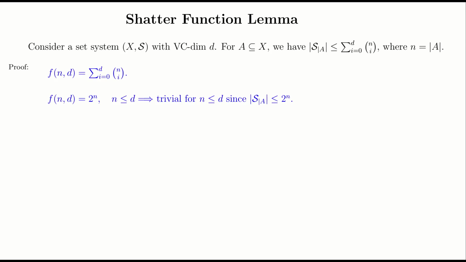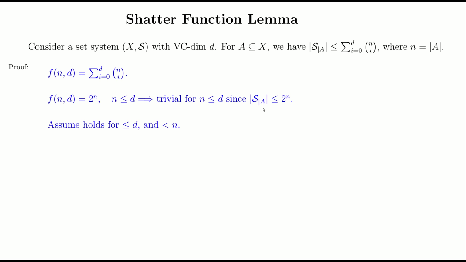One of the main lemmas here is the shatter function lemma, which says the following. Consider a set system with VC dimension d. For any subset A of the ground set X with n elements, the maximum size of the restricted set system is bounded by this formula. We prove this using induction. First, observe that if n is at most d, then this value is exactly equal to 2 to the n, which is the maximum size of a restricted set system, because a restricted set system could at most include all possible subsets of A.